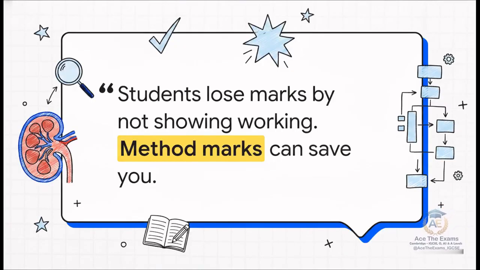I want you to literally memorize this quote. The examiners themselves are practically begging you to show your step-by-step logic to secure those method marks. It is a built-in safety net. If you slip up on a tiny decimal point at the very end, but your process is clearly and logically laid out, you will still get credit for your methodology.